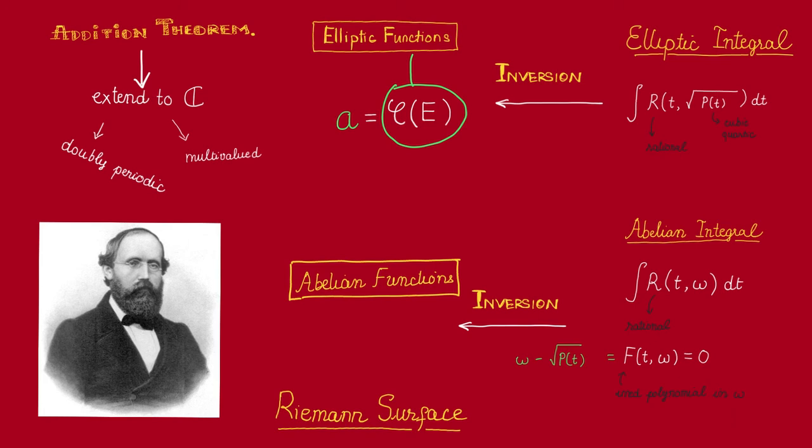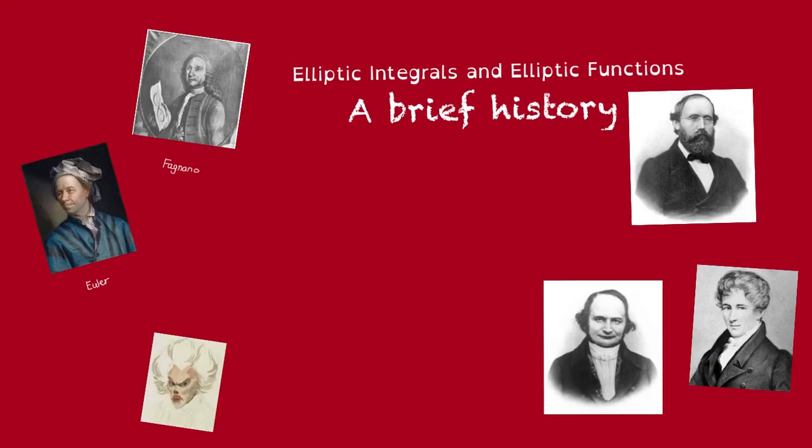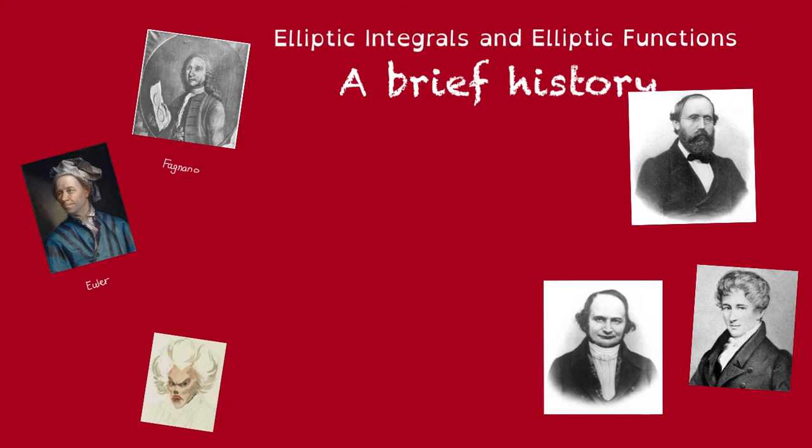Now, there is a more modern way to define abelian integrals. We could view them as integrals of some differential one-form from a fixed point p0. This can be viewed as a function of p, but not taking values in the complex numbers because again, this is not well defined. We need to choose a path from p0 to p. So instead of viewing this as a map to C, we can view this as a map from the Riemann surface to its Jacobian. You can see our videos on periods to get more intuition about this map and its significance. So that's a super brief history of elliptic integrals and elliptic functions.